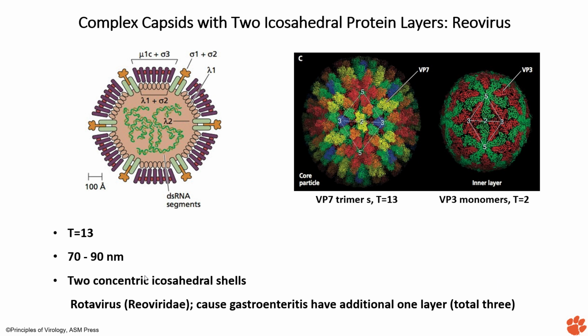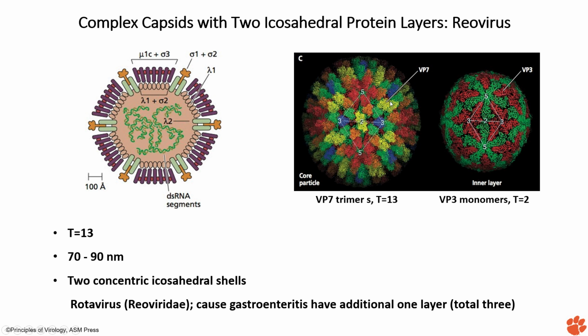Here is another very interesting structure, which is the icosahedral protein of the reovirus. It has a double capsid. So you have an outer capsid and you have an inner capsid. The outer capsid has a VP7 trimer and T equal to 13. So right here, you can easily see that. On the other hand, if you take out the outer structure, which is the purple one, you get the inner structure with this pinkish color. That has VP3 as a monomer and T equal to 2. So it's a virus within a virus, and we are going to talk about why it is so.